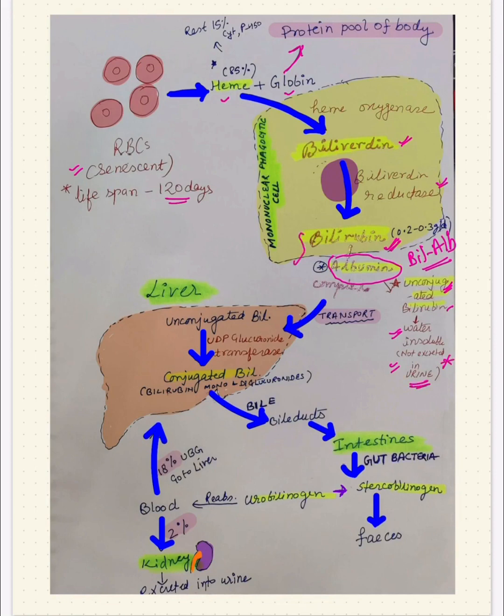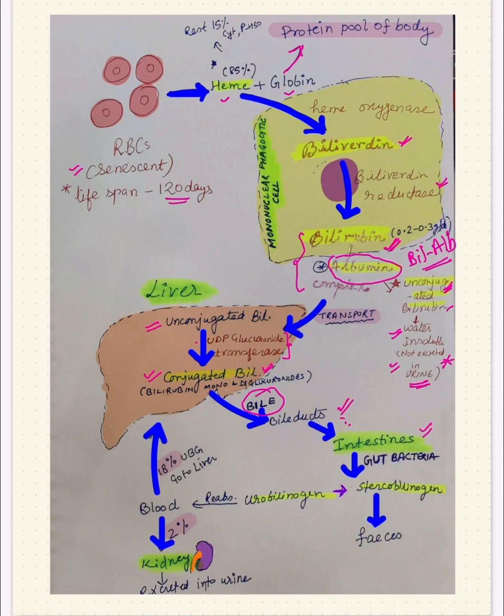Now this unconjugated bilirubin has to undergo conjugation in the liver. So it will go to the liver, transported bound to the albumin. This unconjugated bilirubin will be acted upon by the enzyme UDP glucuronyl transferase. It will form bilirubin monoglucuronide and diglucuronide, and these constitute the fraction of conjugated bilirubin. Now this conjugated bilirubin is water soluble, so it is easily excreted into the bile, and through the bile ducts this conjugated bilirubin will reach the intestines.